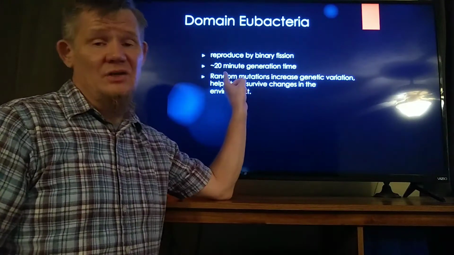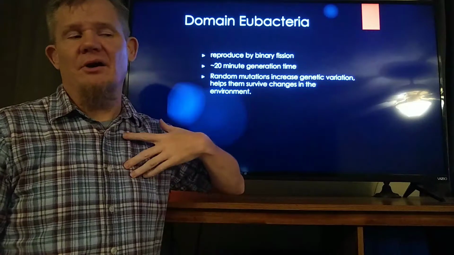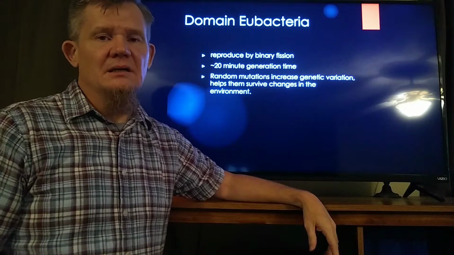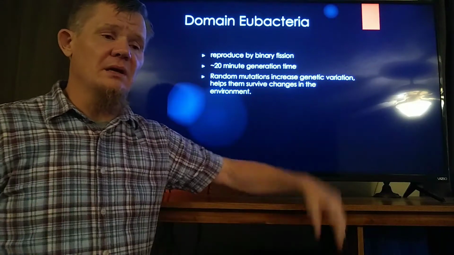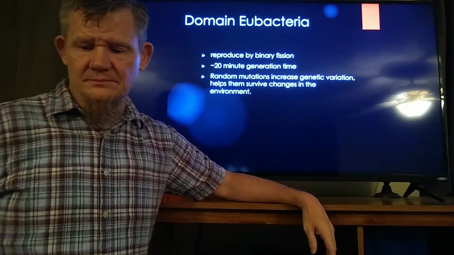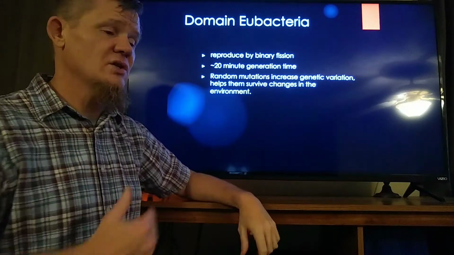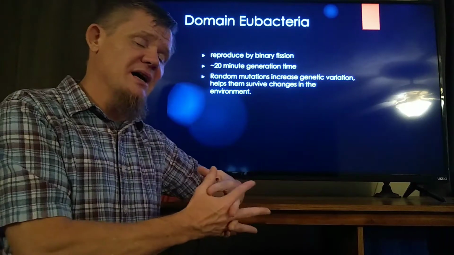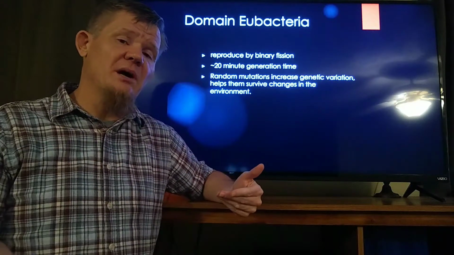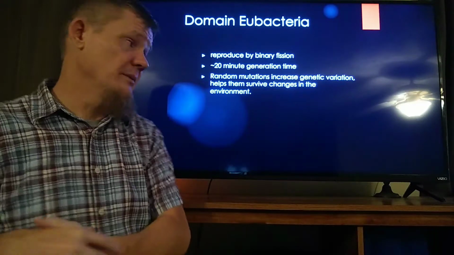Well, if you've got a 20-minute generation time, that means you can generate mutations really quickly. Bacteria are really good at adapting to their surroundings. Very, very easy for them to do that, which is why we've got so many species of bacteria that are antibiotic resistant. And again, random mutations will increase their genetic variation. Genetic variation is what every population needs to be able to survive in a changing environment. If the environment changes, you need to have lots of variation in your population, so some of the individuals hopefully will be able to resist this ever-changing environment.